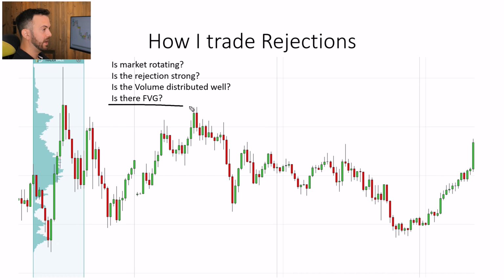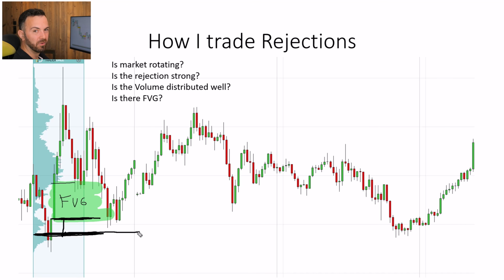Is there a fair value gap? Well, in this case, I would prefer the fair value gap to be somewhere in here, right above this heavy volume zone. We do have a fair value gap, but it is a little bit higher. Let me mark that for you. This bullish fair value gap begins in here, but I would prefer if it was beginning in here, at the beginning of the volume cluster.